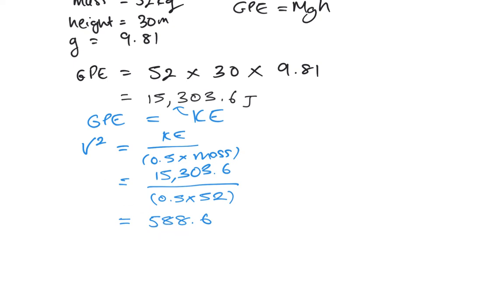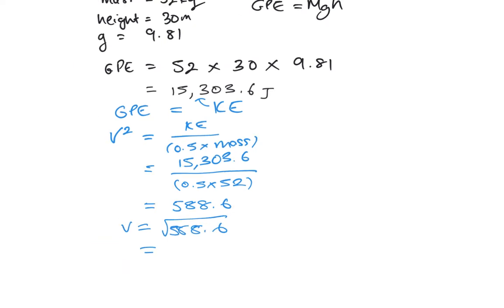So our last step here to work out velocity is to do the square root of that number, which will give you an answer of 24.26. It's a velocity, so the units are meters per second. Meters per second, not meters per second squared.